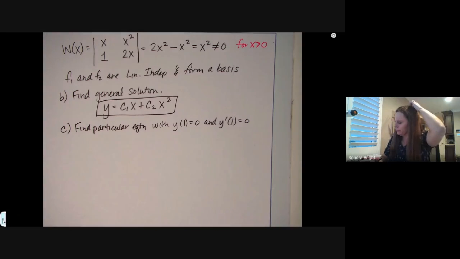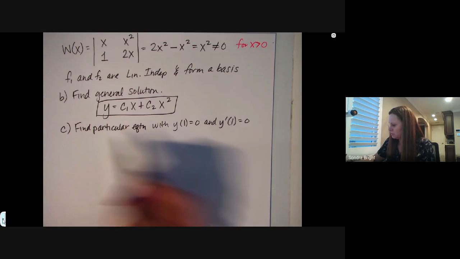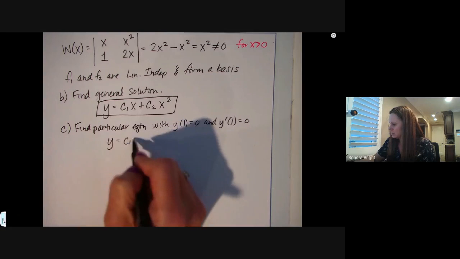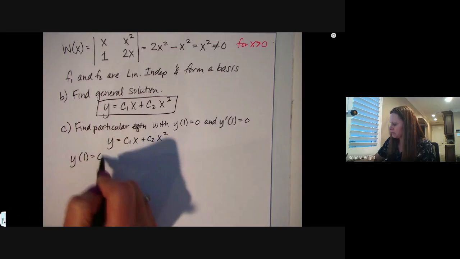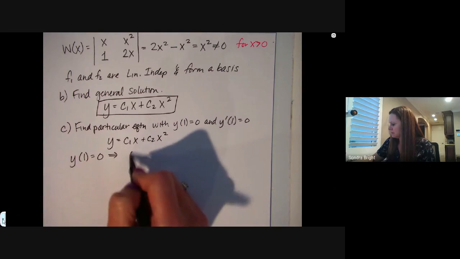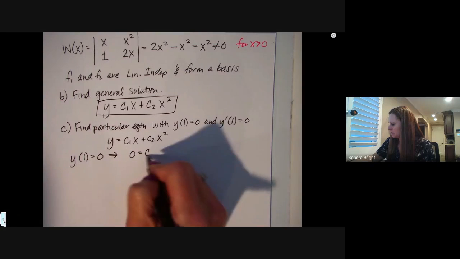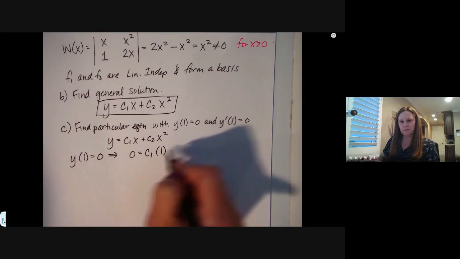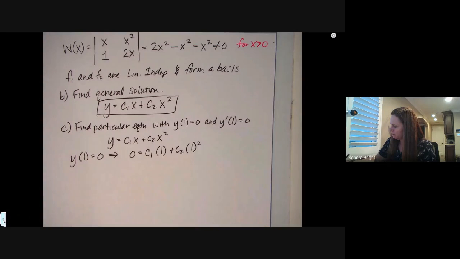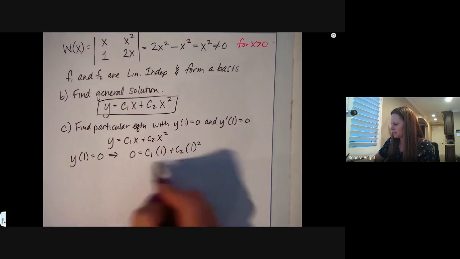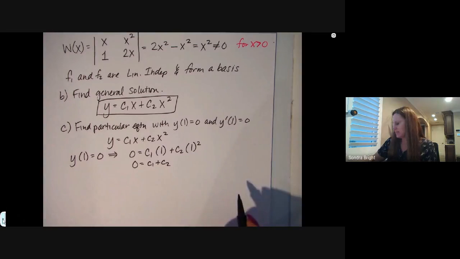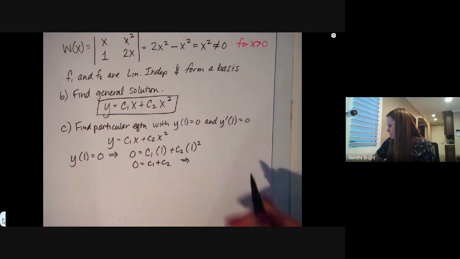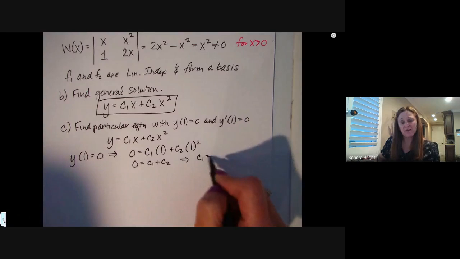All right, so what have we got here? We're starting with this general solution, y equals c1x plus c2x squared. y of 1 equals 0 means I'm plugging a 0 into y and a 1 into x. Okay, well then that gives me c1 plus c2 is equal to 0. So I can't solve for one of them yet, but I can say c1 is equal to negative c2. I know they're related that way.